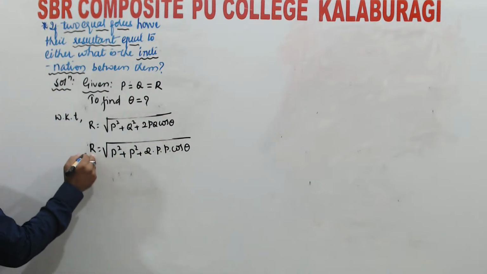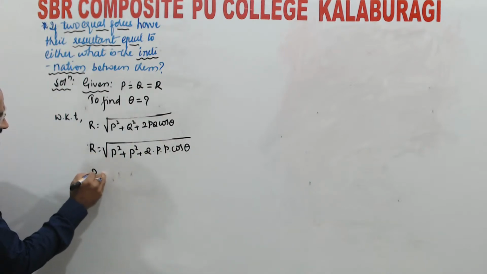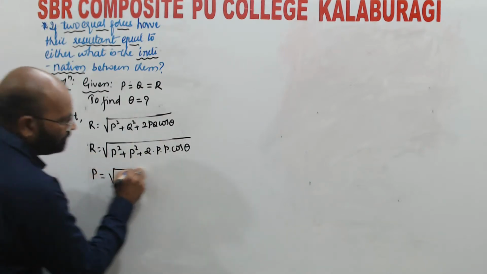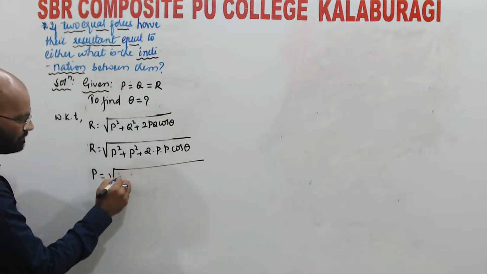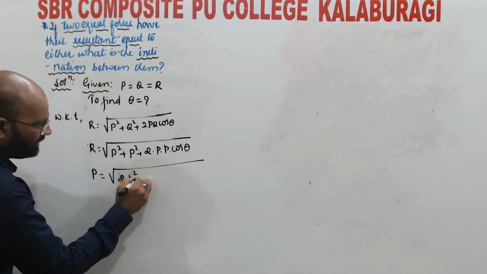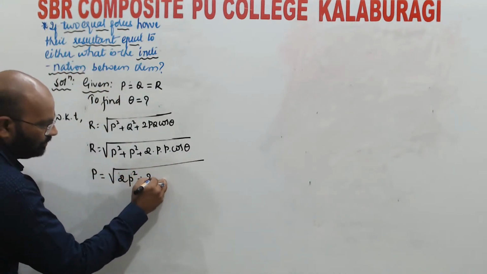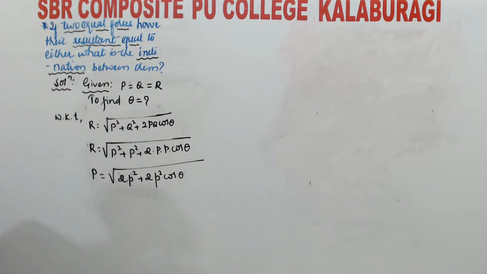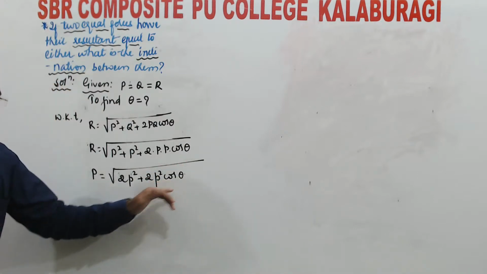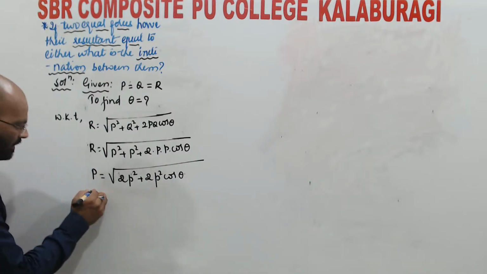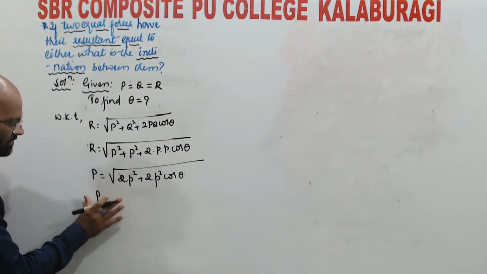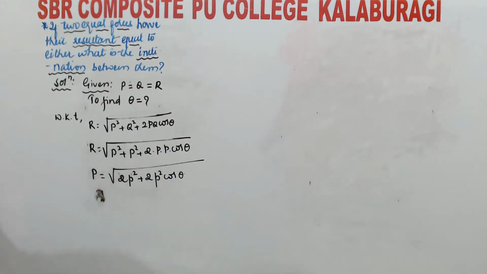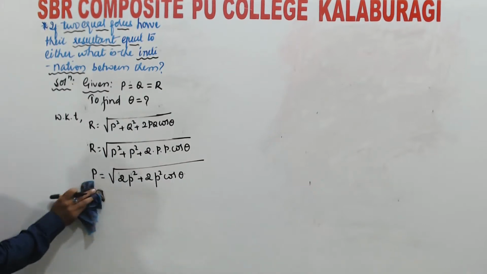Then R can be written as P. So P is equal to the square root of P square plus 2P square plus 2P square cos theta. Therefore, squaring on both sides, you can do the next step.